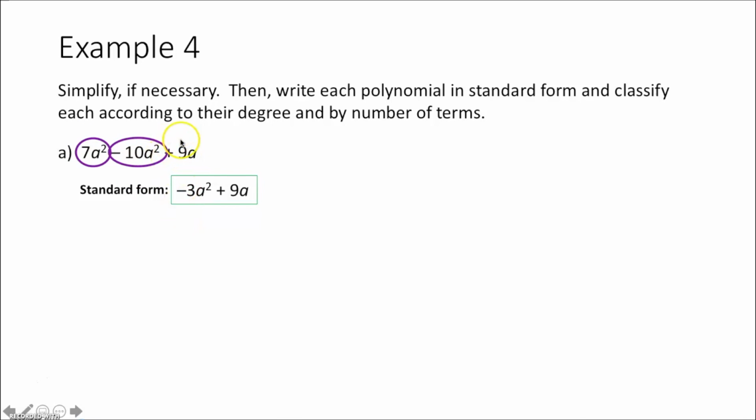Then you can add on this 9a at the end, and it's in standard form because you're going from greatest degree to least degree. Now the question is, how do we classify this? Well, we need to classify based on the term with the highest degree, so that'd be this 2. So it's a quadratic, and then there's 2 terms also, so it's a quadratic binomial.